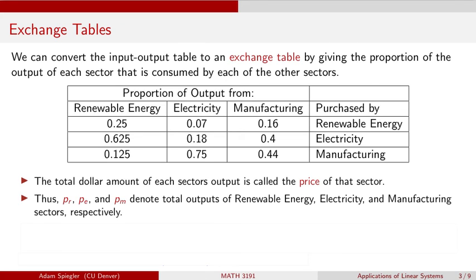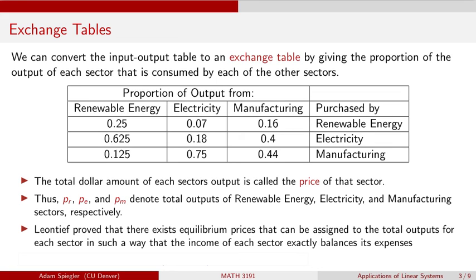We'll use P sub R to denote the total output from the renewable energy sector. P with a subscript of E is the total output of the electricity sector. And here P sub M is denoting the total output from the manufacturing sector.